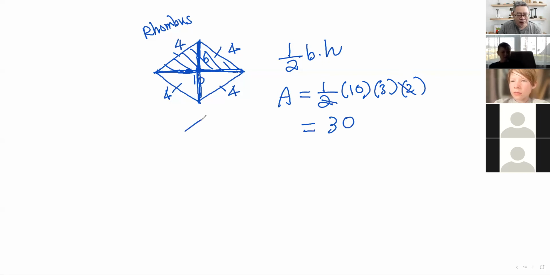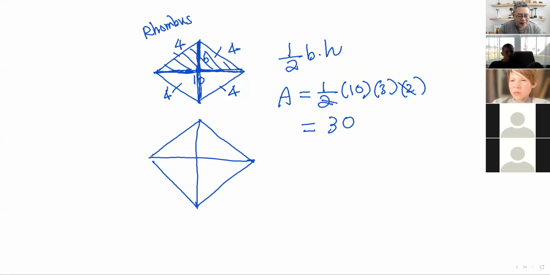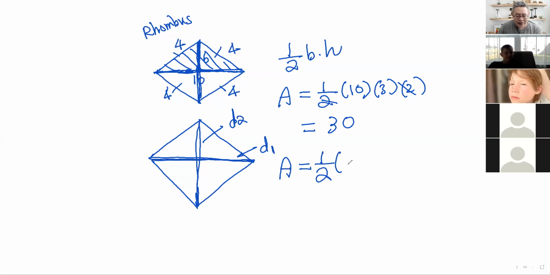So therefore, if we know a rhombus, and we know the diagonals, the diagonal is here and there. Let's call them D1 and D2. So our area formula will be half D1 times half D2 times 2. So why is that?